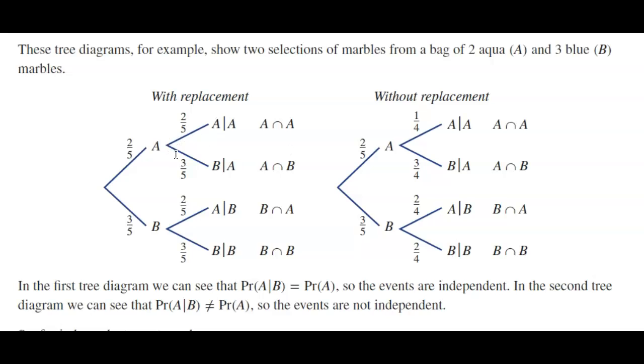Now, if we chose a blue marble, the probability is 3 over 5. So the probability of getting a blue marble the second time, given that the first one was aqua. That's how you would read that tree diagram. Now, what we know when we think of this bag of marbles, my first selection of aqua or blue doesn't affect whether I select an aqua or blue the next time, because I'm putting that marble back in the bag.